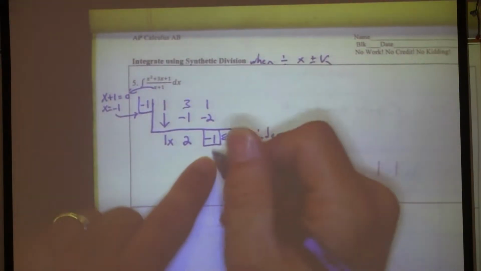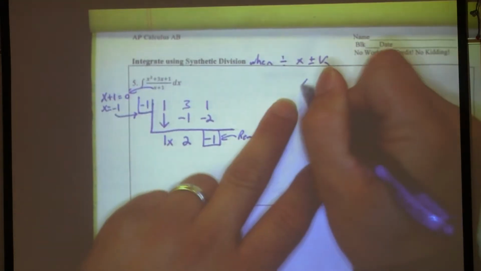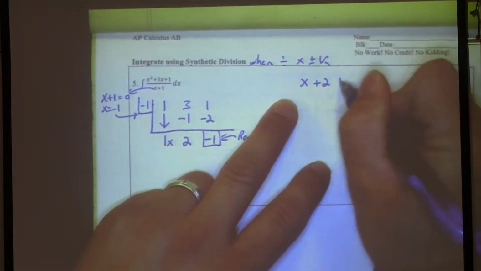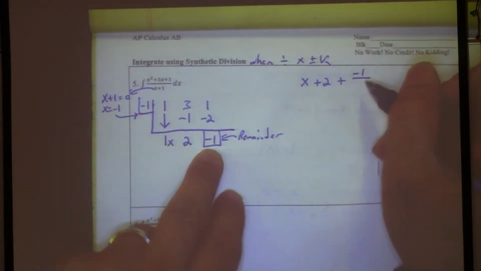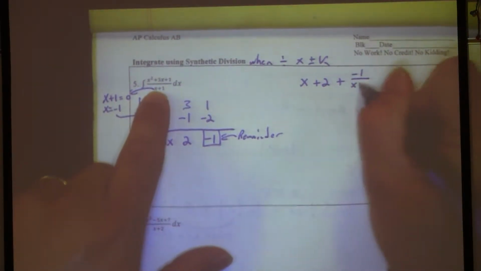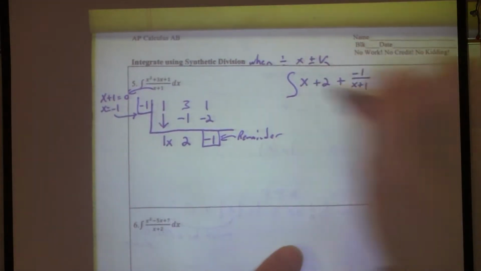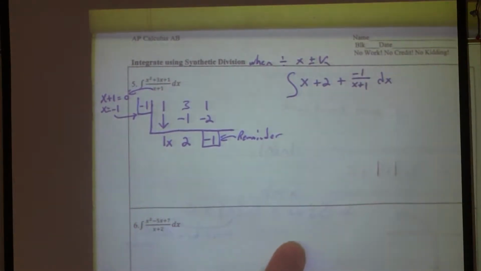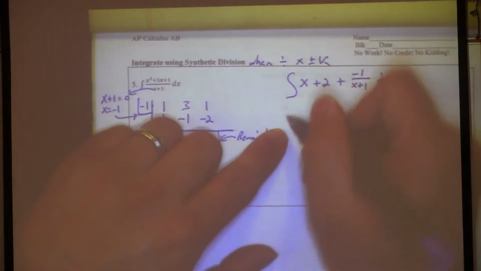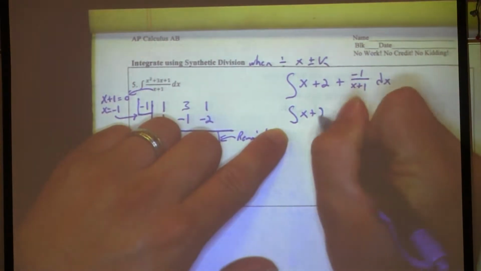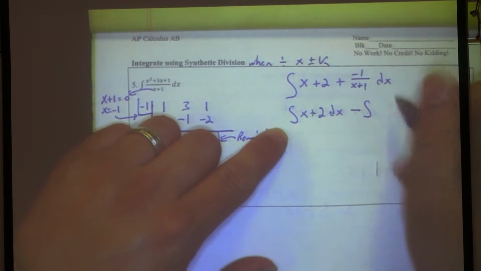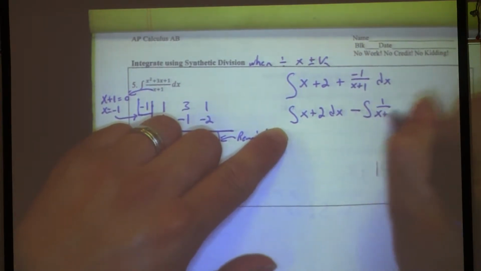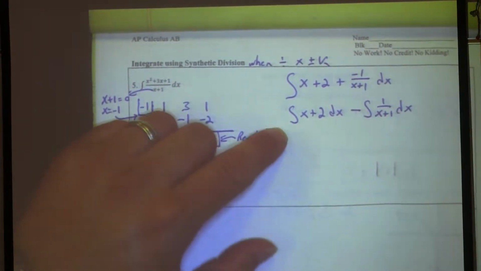Okay? So here in this case, we're going to be left with x plus 2, plus -1 over, what were we originally dividing by? x plus 1. And we want the integral of all that to be x. So could we split this up? Could I do the integral of just x plus 2 dx? Take out that negative, so make it minus the integral of 1 over x plus 1 dx.